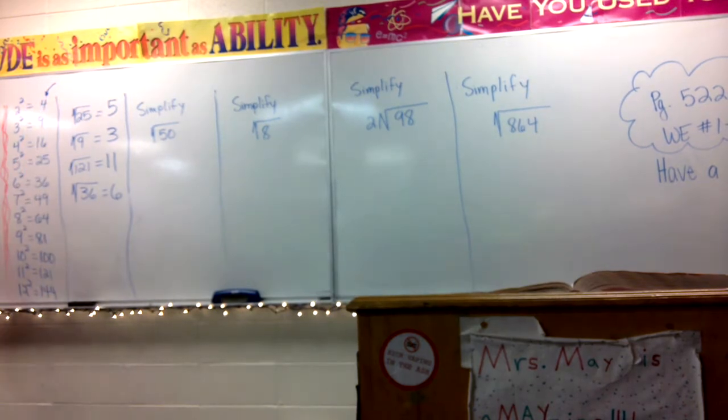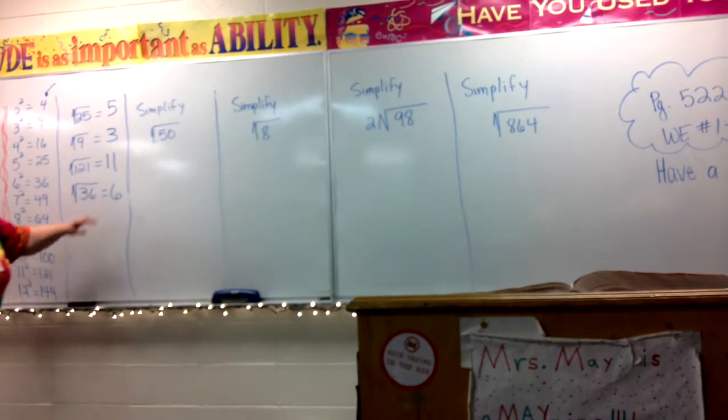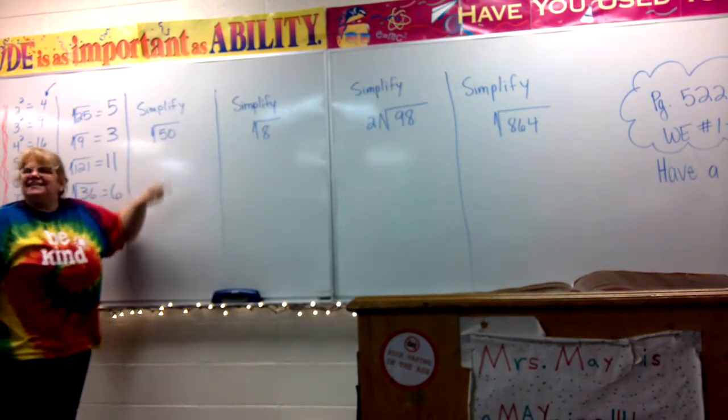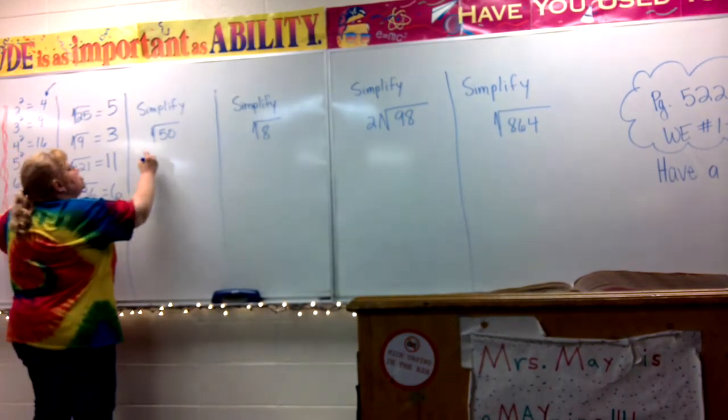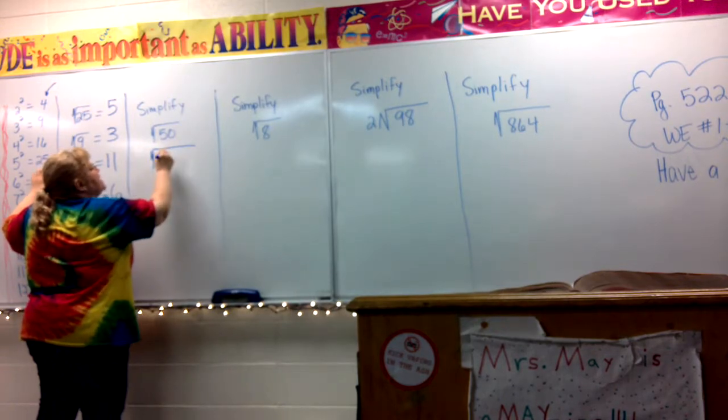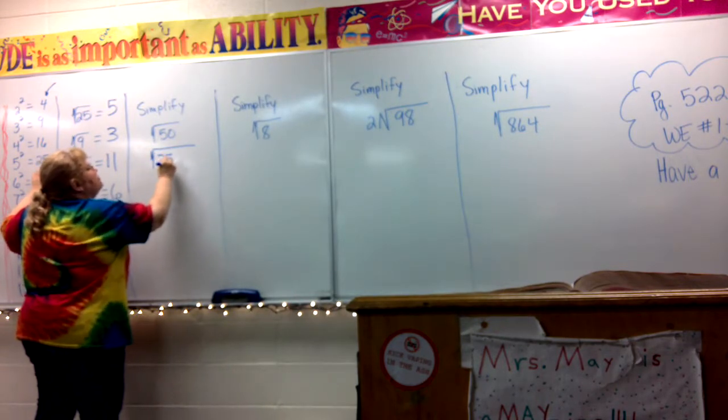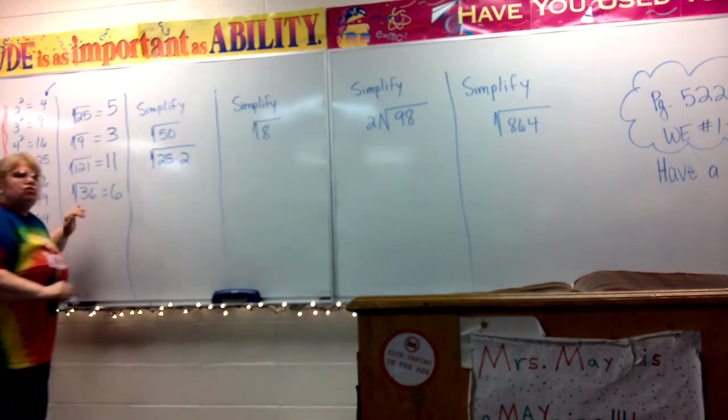Those perfect squares, you need to look for perfect squares that will be a factor, that will divide into 50 evenly. So what you start by doing, does 4 go into 50 evenly? No. Does 9 go into 50 evenly? No. Does 16? No. Does 25? Yes. Ding, ding, ding, ding. So what you want to do is break down 50 into its factors of 25 times 2.